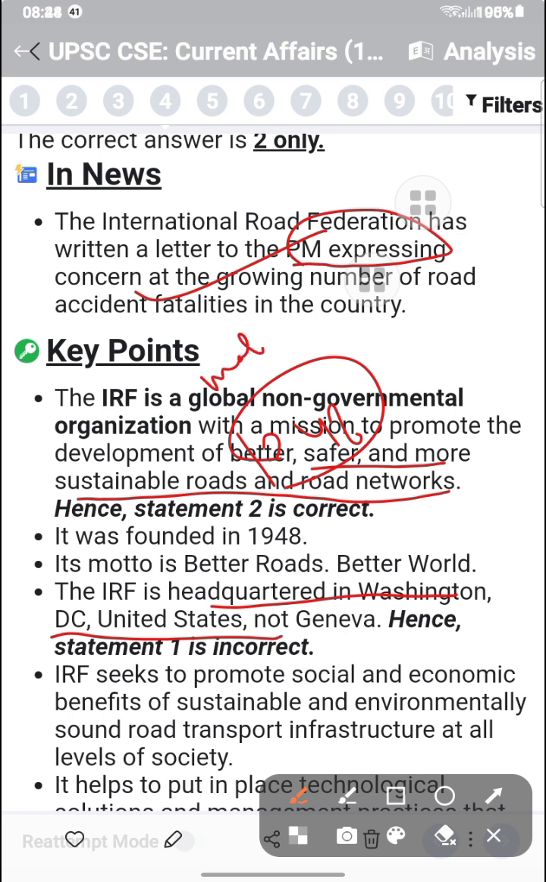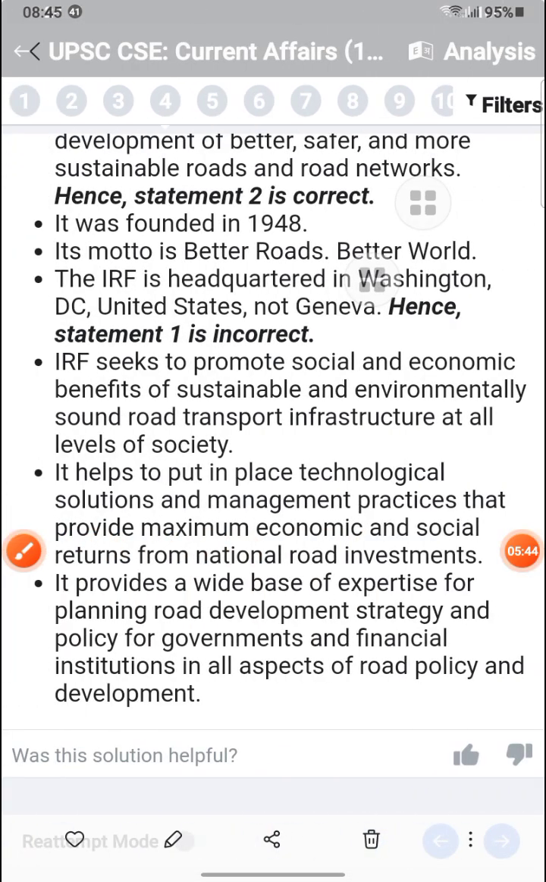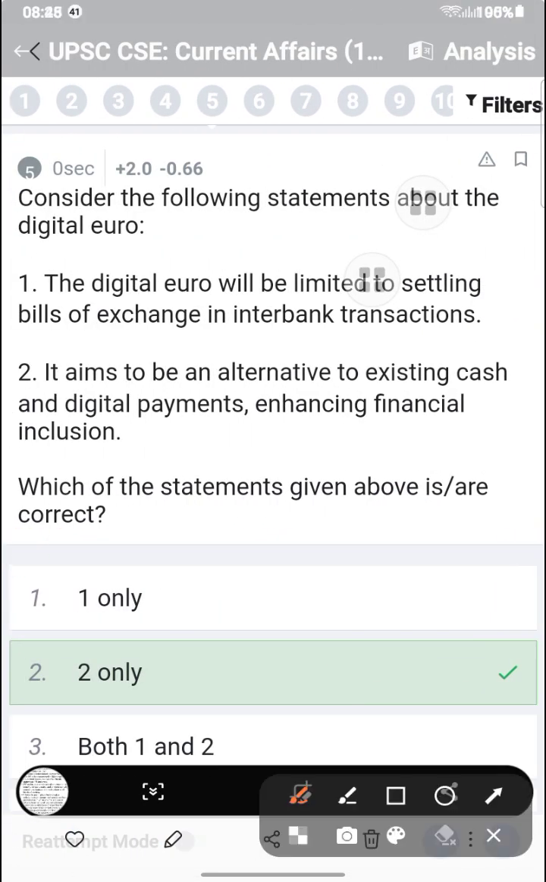So it is in Washington DC and not in Geneva, and it seeks to promote the social and economic benefits of sustainable road transport infrastructure for society. So that was about the road organization. Next is, what is the digital euro?